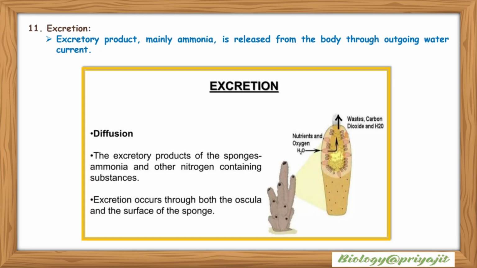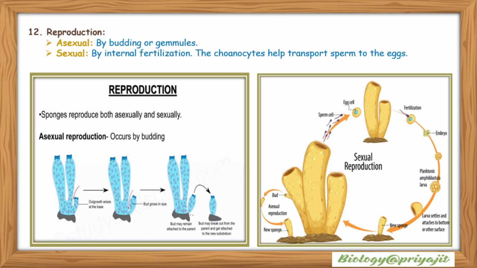Excretion. The excreted product, mainly ammonia, is released from the body through the outgoing water current. It occurs like respiration, by means of diffusion. The excreted products of sponges are ammonia and other nitrogen-containing substances. The excretion occurs through both the oscula and the surface of the sponge.